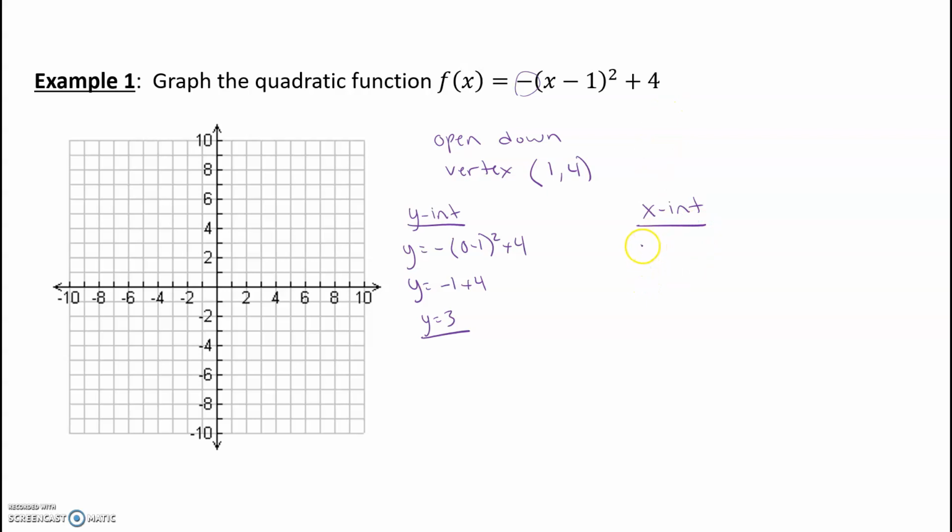Then we'll go on to our x-intercept. So we want to plug in 0 for y. 0 equals -(x minus 1) squared plus 4. Subtract 4 from both sides. Divide both sides by -1. We're going to take the square root, so we get plus or minus 2 equals x minus 1.